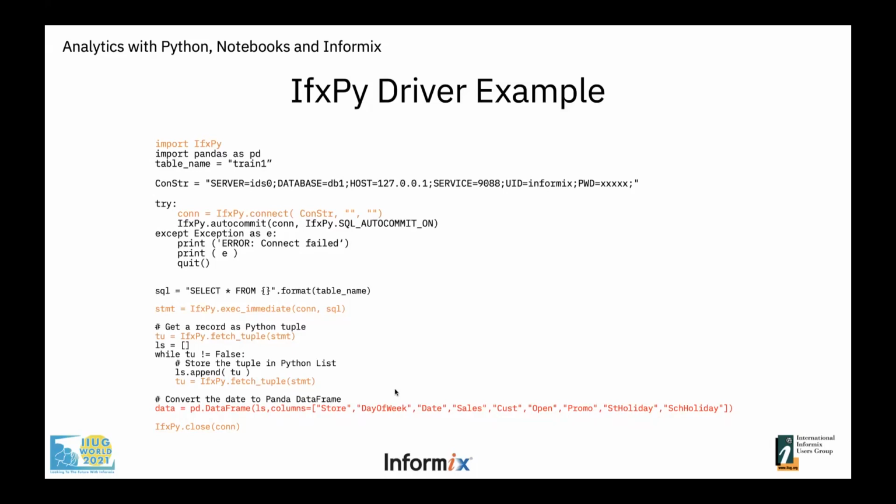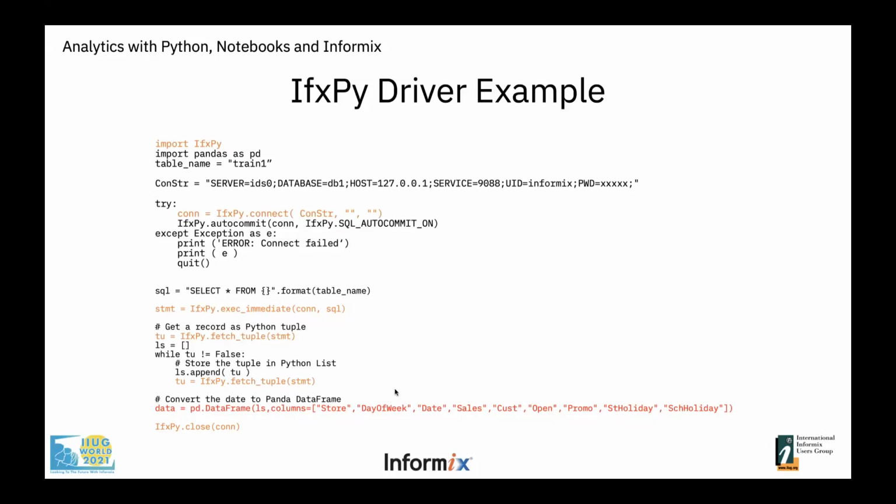And if this is not successful, we will go to the except part and just print an error message and quit. And if the connection is successful, we set auto-commit for this connection, and the line ifxpy.autocommit is showing how to do that. Okay, now we have a connection from Python to Informix.